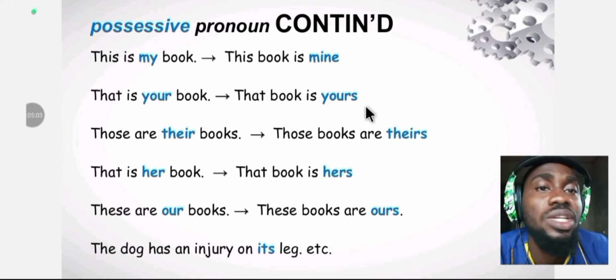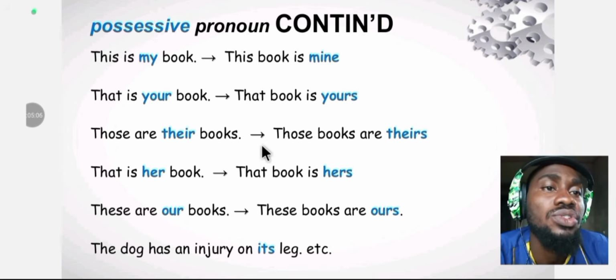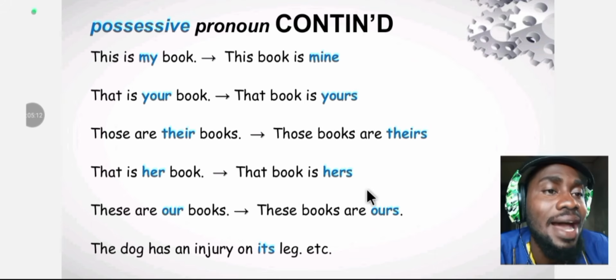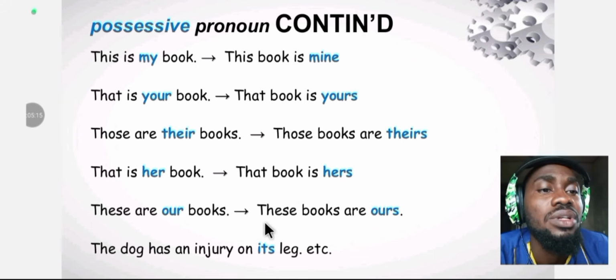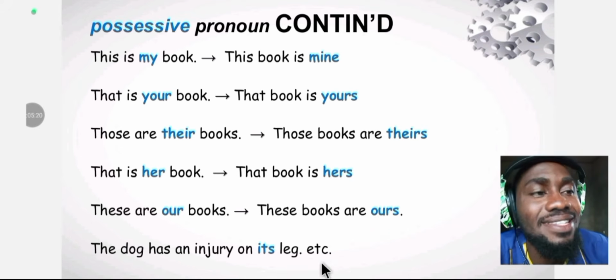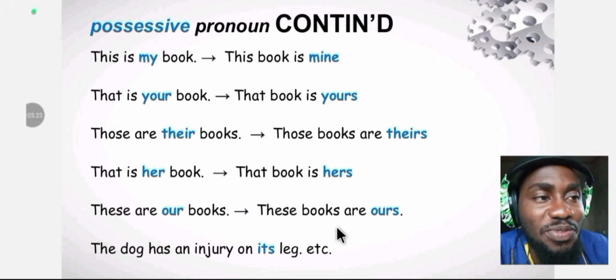That is your book. That book is yours. Those are their books. Those books are theirs. That is her book. That book is hers. These are our books. These books are ours. The dog has an injury on its leg, and so on and so forth.